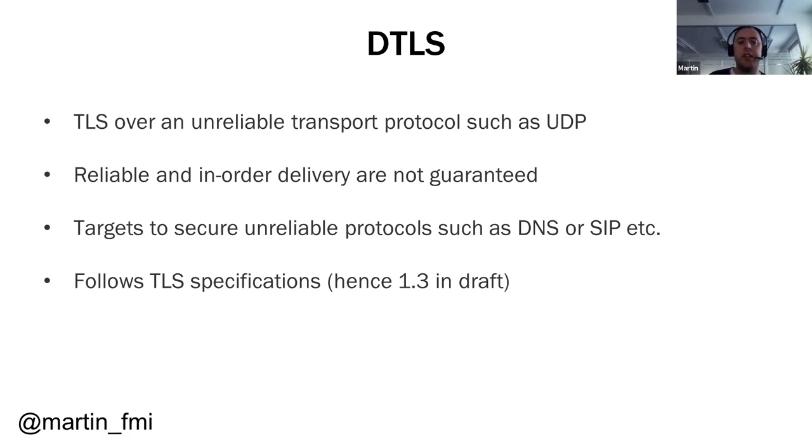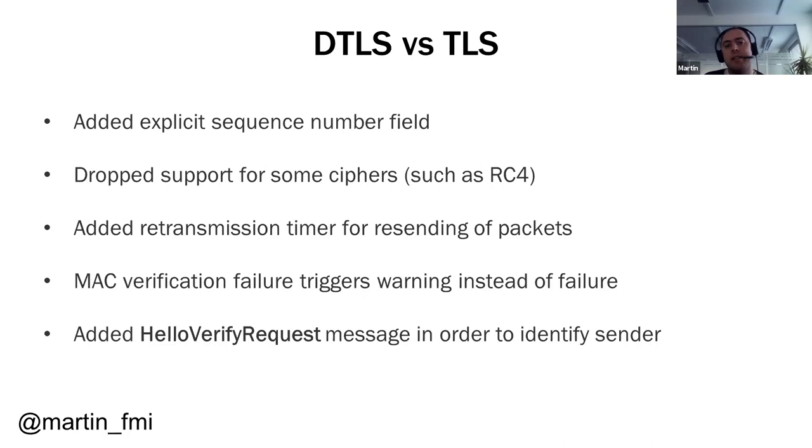If we want to compare DTLS with TLS in more detail, in DTLS there is an explicit sequence number field added, which is used for reordering purposes by the JDK specifically. In DTLS, there is also dropped support for certain cryptographic ciphers, such as RC4. There is also an added retransmission timer for resending packets in case of failed packets. Also, a MAC verification failure triggers a warning instead of a failure in DTLS. And there is a new hello verify request message used in order to identify the sender.